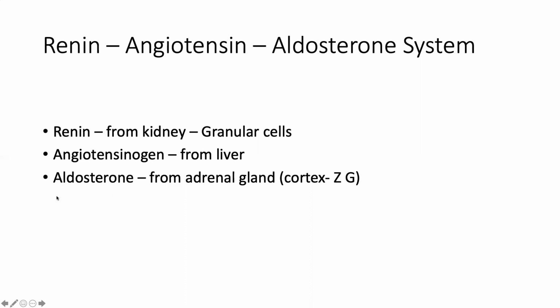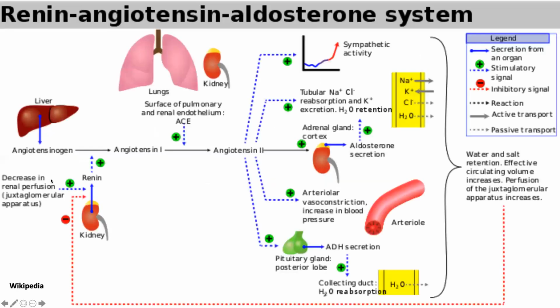Where do we get aldosterone? They are from the adrenal glands. Yeah, zona glomerulosa, layer, adrenal cortex. So I want you to be clear of these: renin-angiotensinogen, which will become angiotensin, and later we go to the adrenal gland to secrete aldosterone. So this is a very good diagram. I got it from Wikipedia.